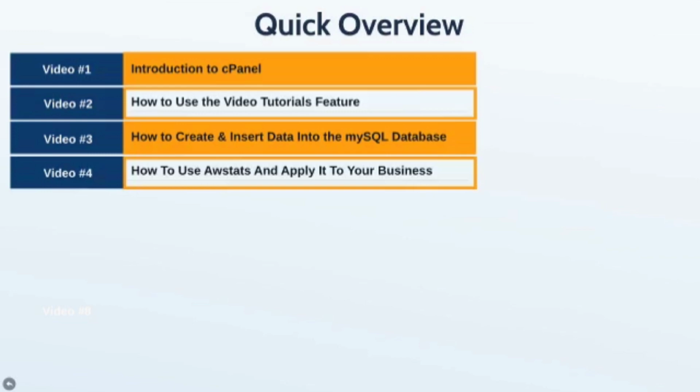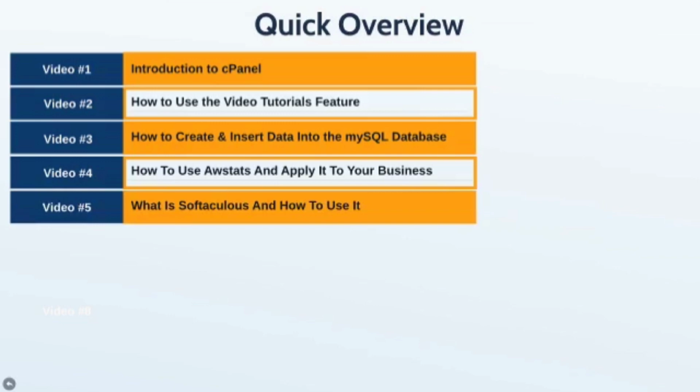Video number 4, we're going to talk about how to use AWStats, which is a statistics program that analyzes and shows you what is happening inside of your website. And we'll talk about how to apply it to your business. Video number 5, we're going to talk about what is Softaculous and how to use it. Some of you might see that you have a software program called Fantastico. If you still do, keep in mind that Fantastico is no longer supported. It has been replaced by a program called Softaculous. And we'll talk more about that and how it helps you and how it benefits you and how it can help you run your business.